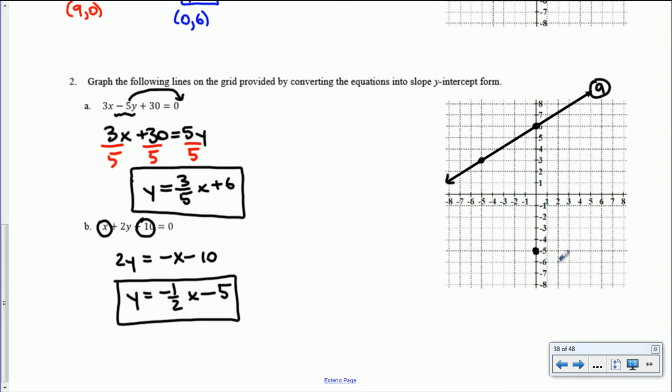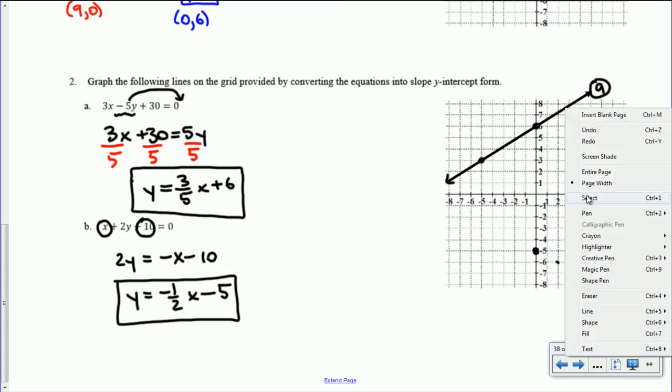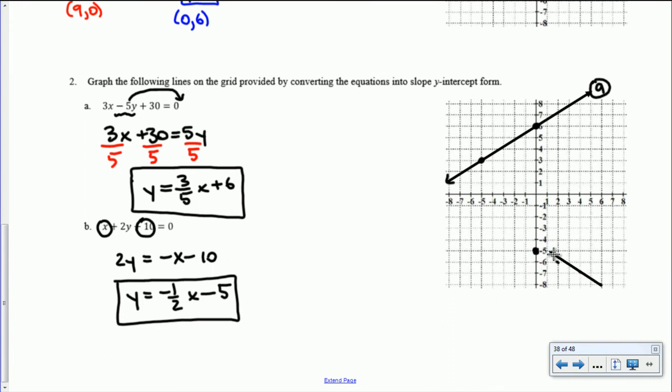So down 1, right 2. Down 1, right 2. So kind of that path. Connect the dots. So that would be line B.